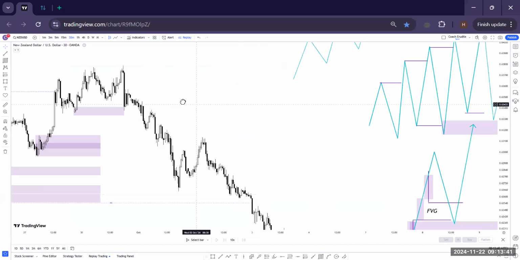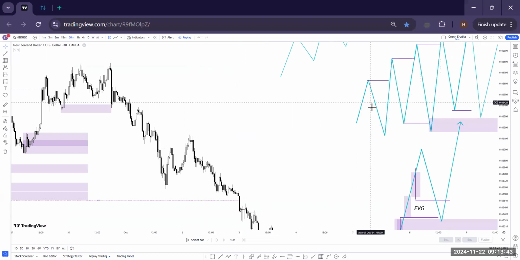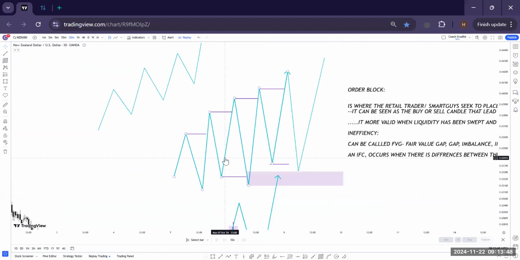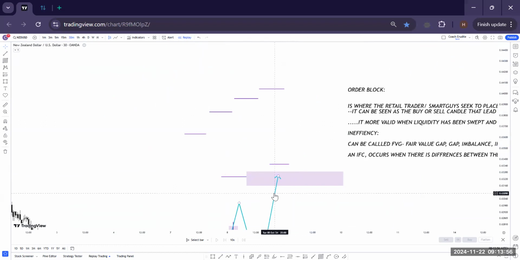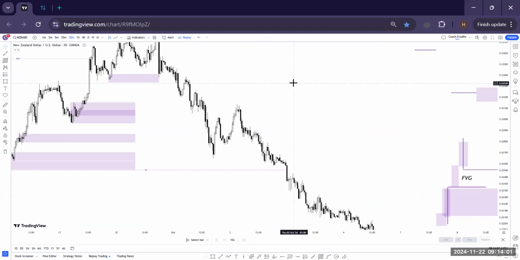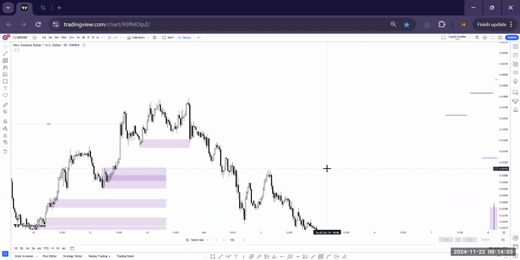So now price is currently in a downward trend, right? So let me delete all these things, so keep the charts clean. So after the order block, we now identify all the inefficiency. Now we're in a downward trend now. Where is the order block? Here's the order block.